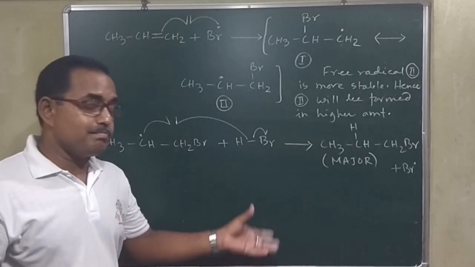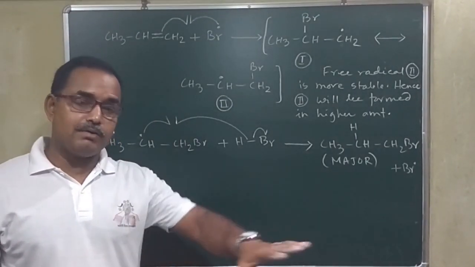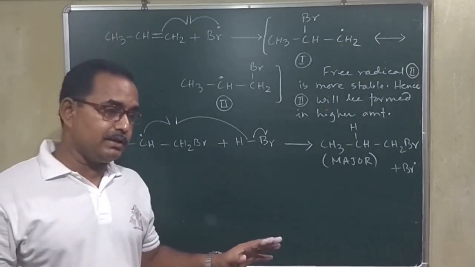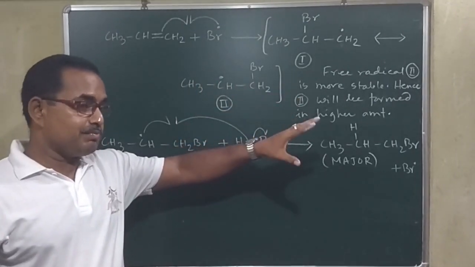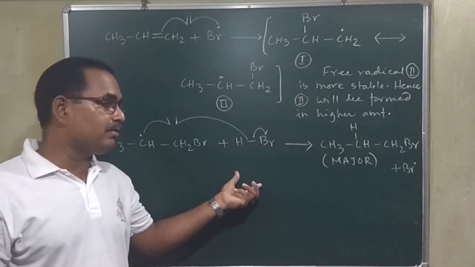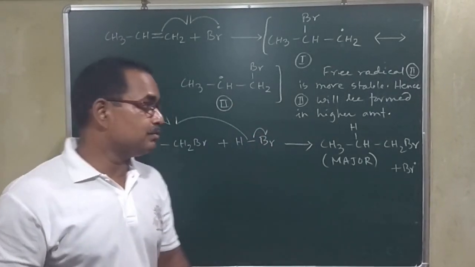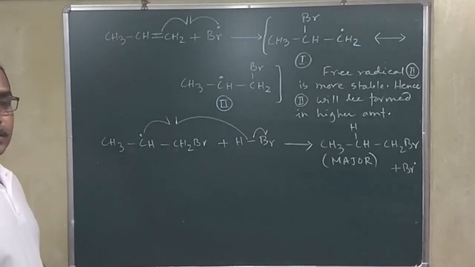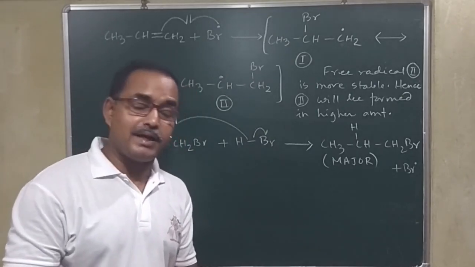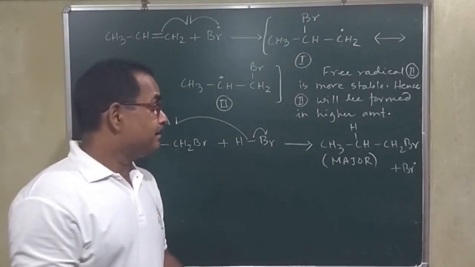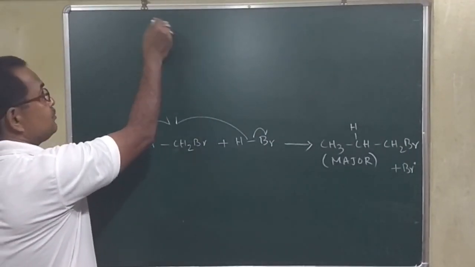So the nature of the major product is controlled by the type of mechanism. In case of Markovnikov's addition, the mechanism is electrophilic addition. But in case of peroxide effect or Kharasch effect, that is in case of anti-Markovnikov's rule, the mechanism of the reaction is free radical addition. Remember these 2 points. So we have discussed the mechanisms of 3 types of reactions. Now we will discuss type 3, electrophilic substitution.